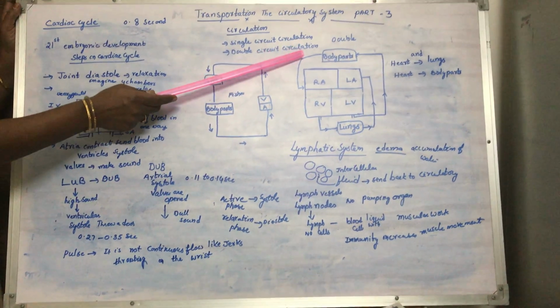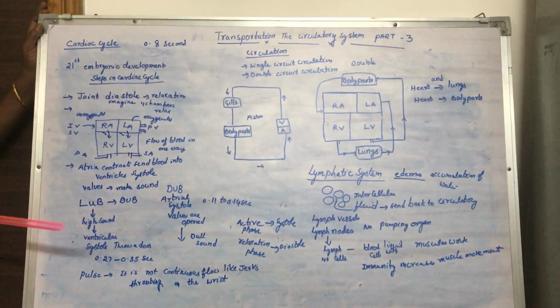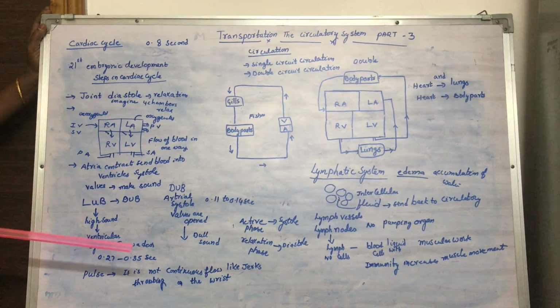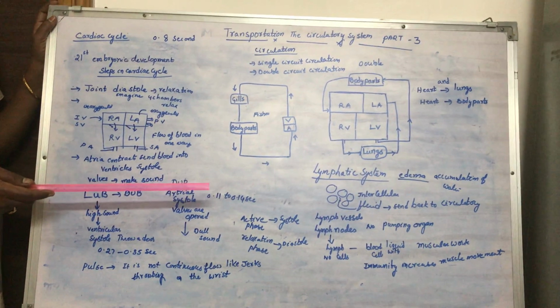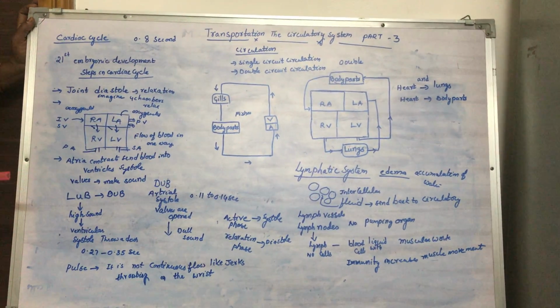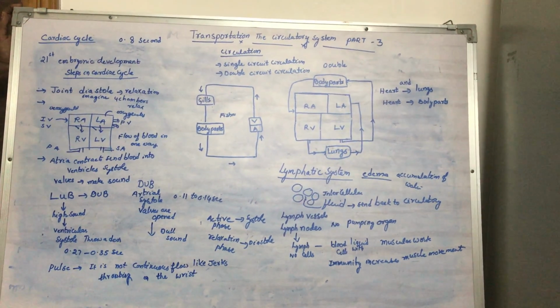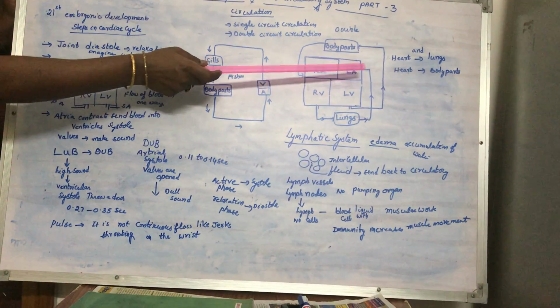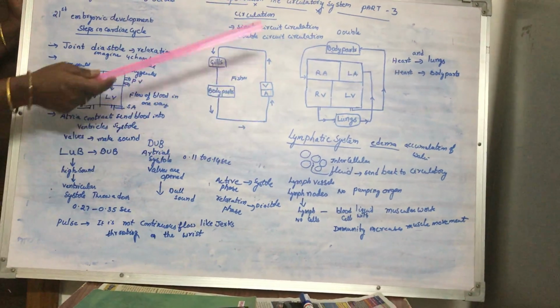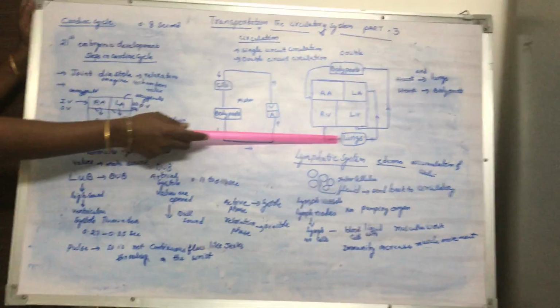Now coming to the double circuit circulation. Double circuit circulation is seen in the higher animals: amphibians, reptiles, aves and mammals. In the human heart, we observe double circuit circulation. In double circuit circulation, the blood will flow twice, once between heart and lungs, another between heart and body parts. Let us discuss. Already we know there are four chambers.